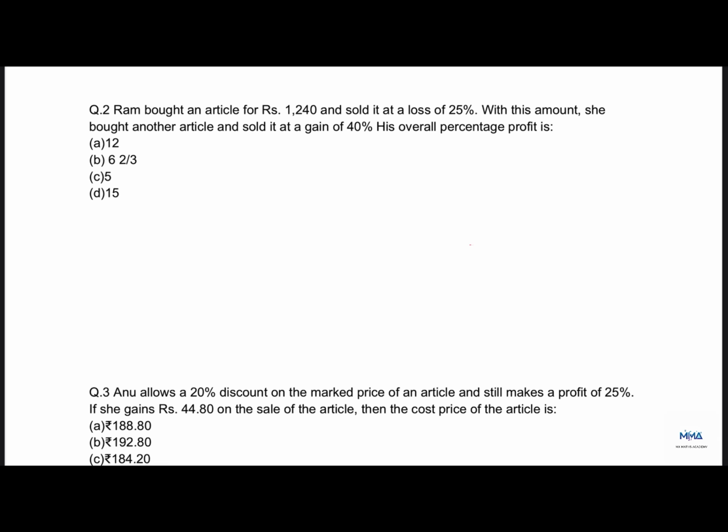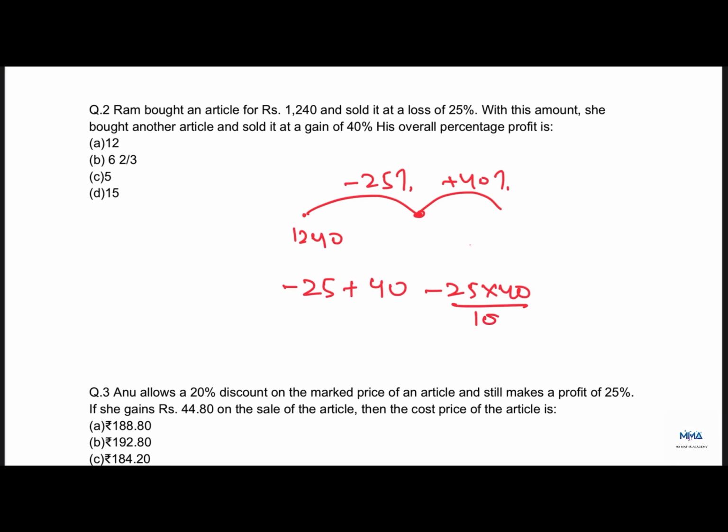Ram bought an article for 1240 and sold it at a loss of 25%. With this amount, he bought another article and sold it at a gain of 40%. What is his overall profit percentage? Initially, Ram bought it for 1240, sold it at a loss of 25%. With this money, he again bought another article and sold it at a gain of 40%. Here you can use the successive percentages formula. So it is going to be minus 25 plus 40 minus 25 into 40 by 100, which is 15 minus 10, which is 5.